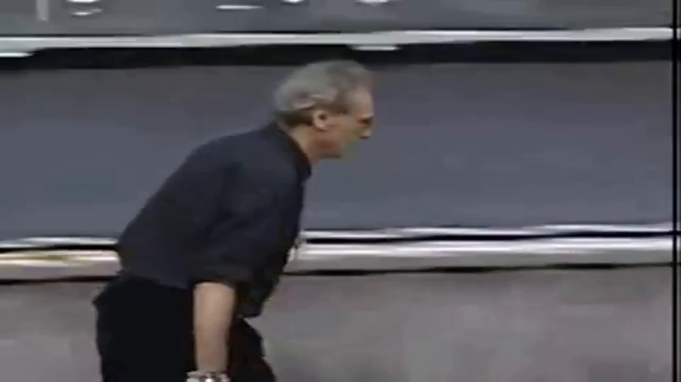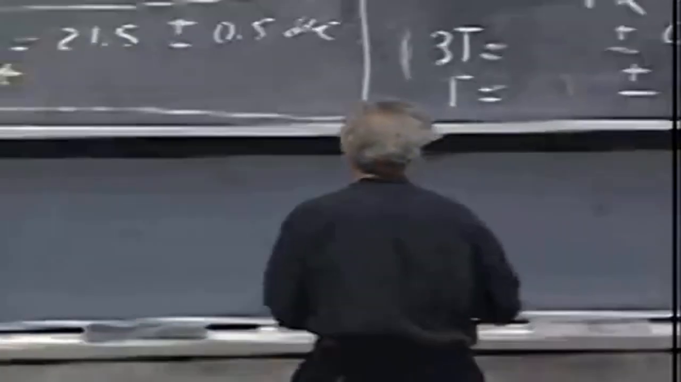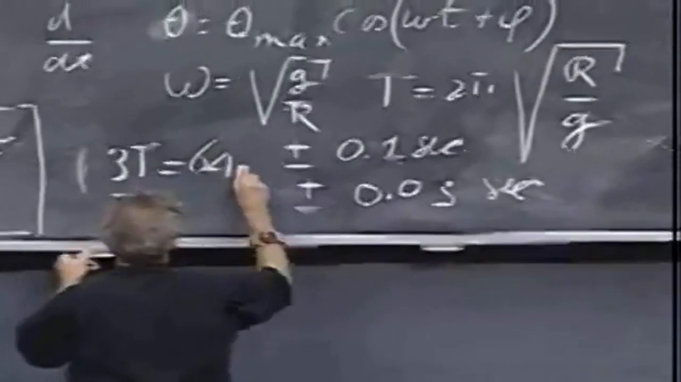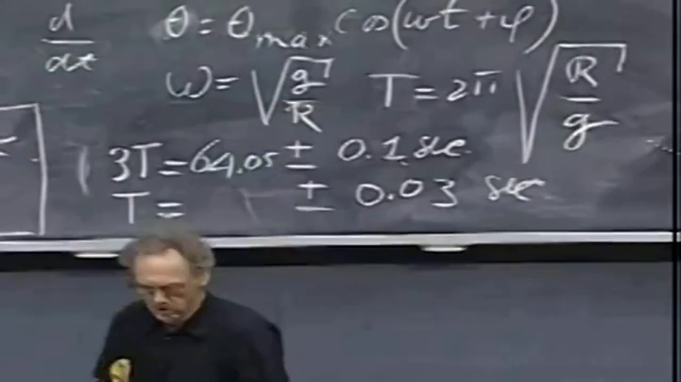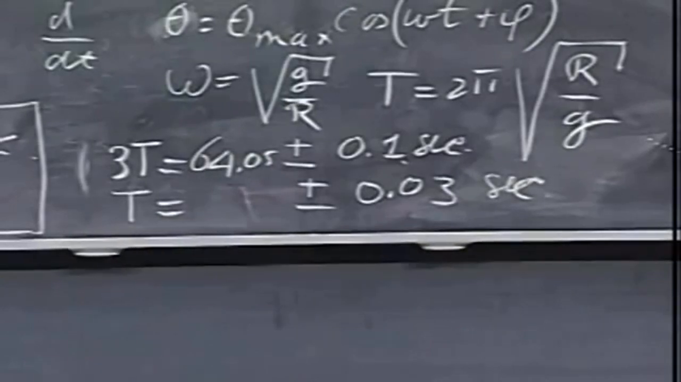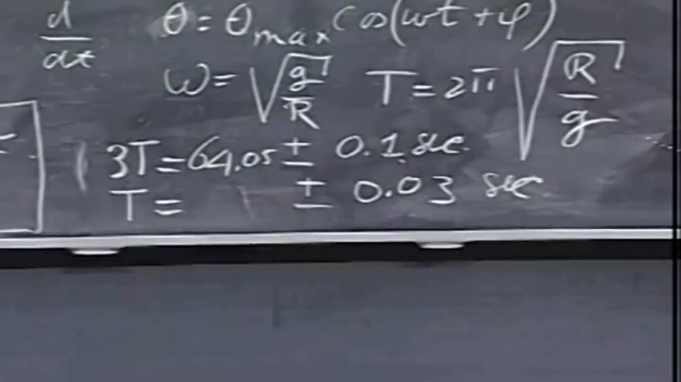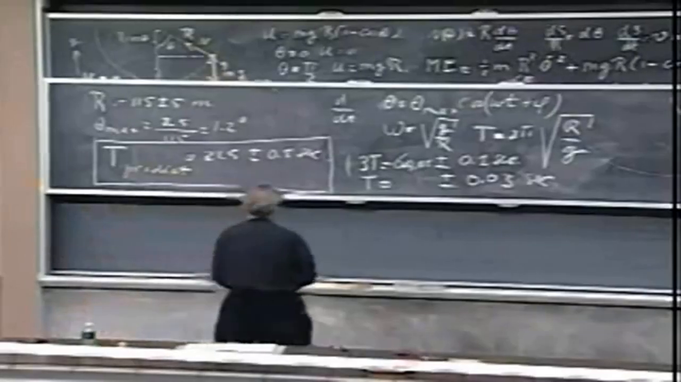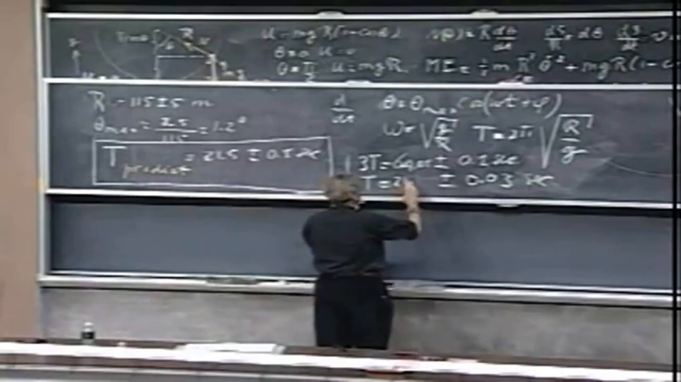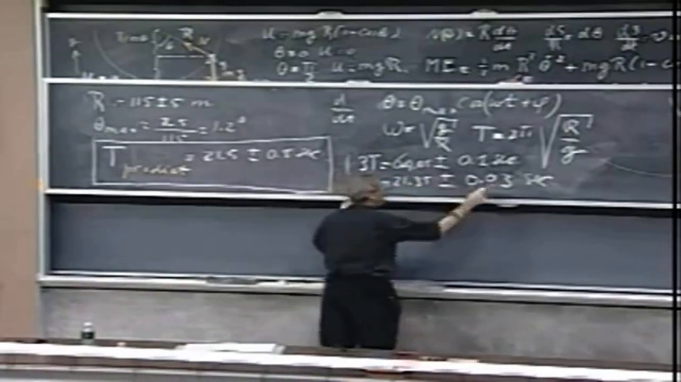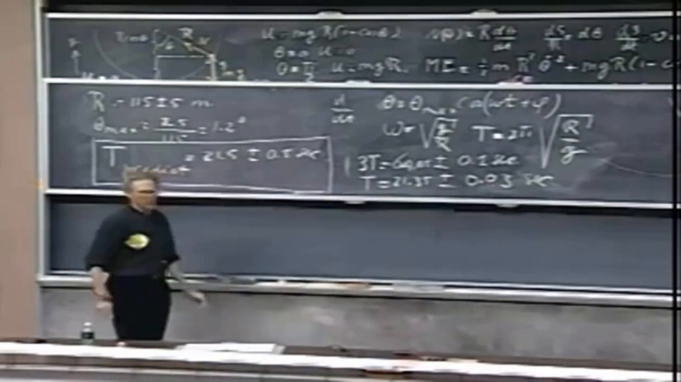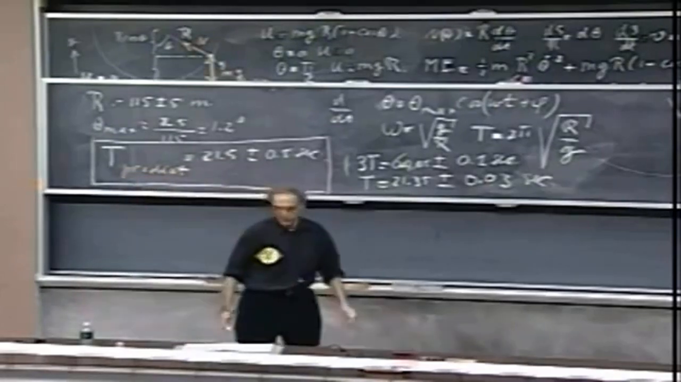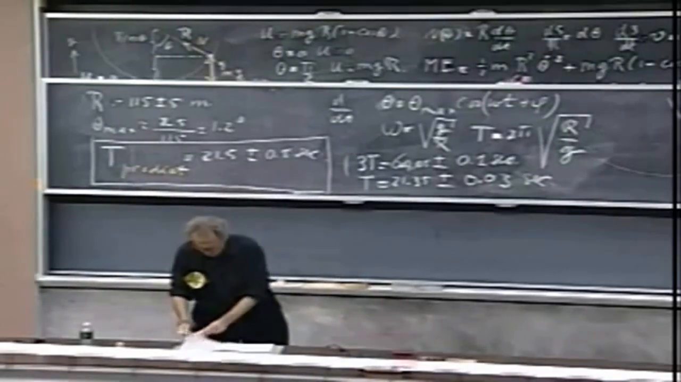Let me turn this off. So 3T equals 64.05. I'm lazy. 64.05. I divide that by 3. That is 21.35 plus or minus 0.03. It's exactly in agreement with the prediction, with the uncertainty of the prediction.